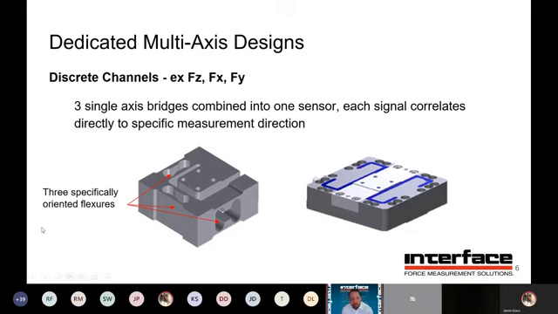The one on the right is a little different in that instead of it being all sequential, it's designed with more symmetry, where we have the FX and FY shear bridges or flexures designed in such a manner that you have better symmetry and more consistent loading there. But again, this is where you would have 3 bridges where each bridge would provide a specific FZ, FX, FY, for example, signal output.